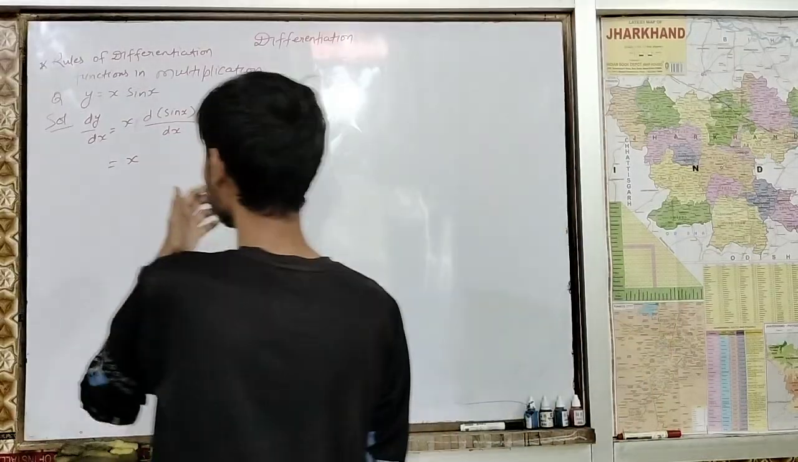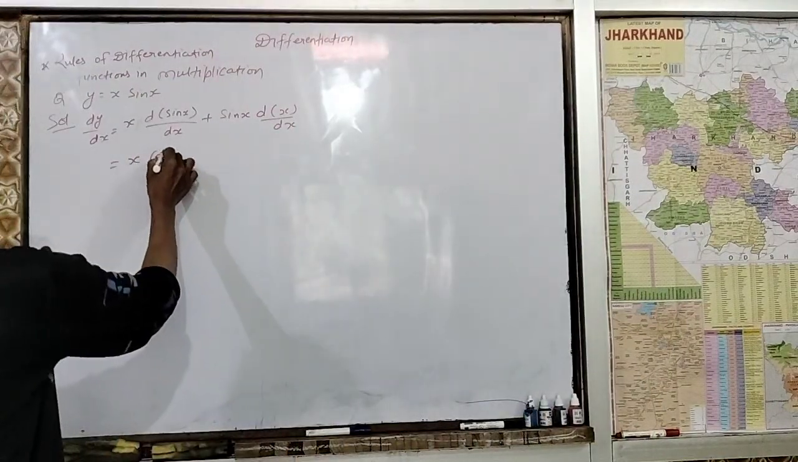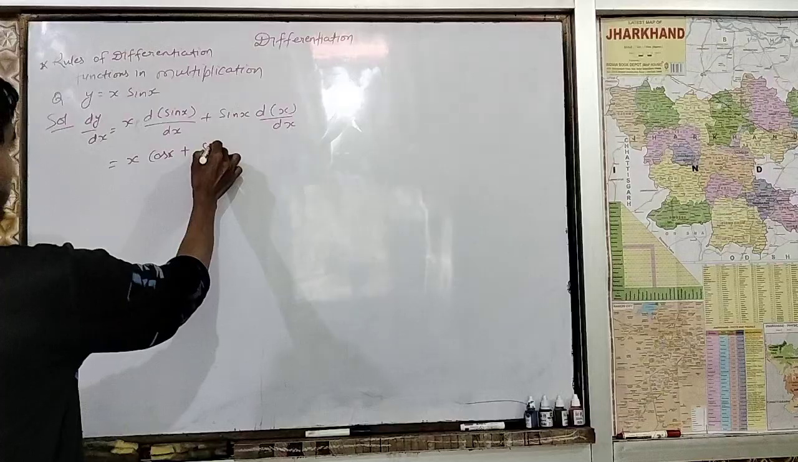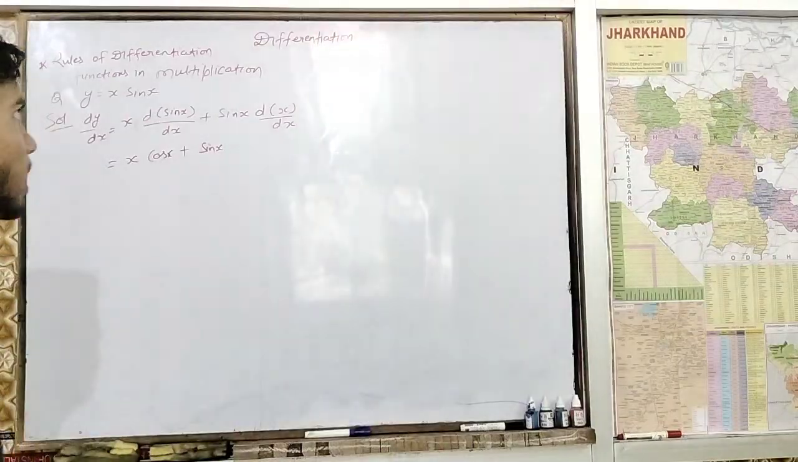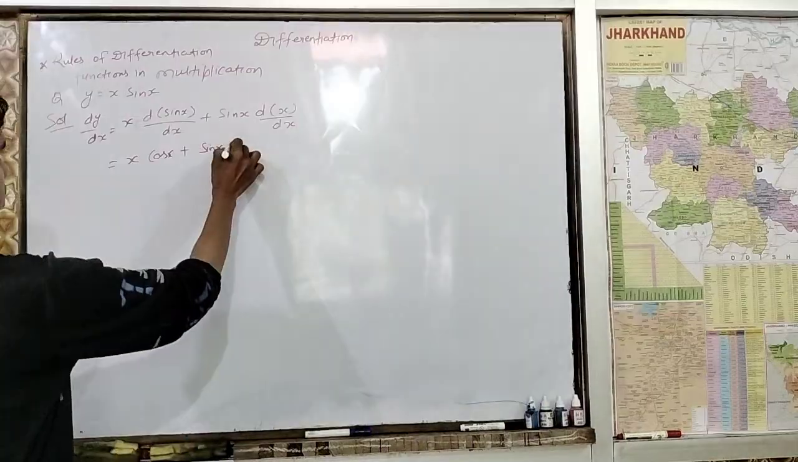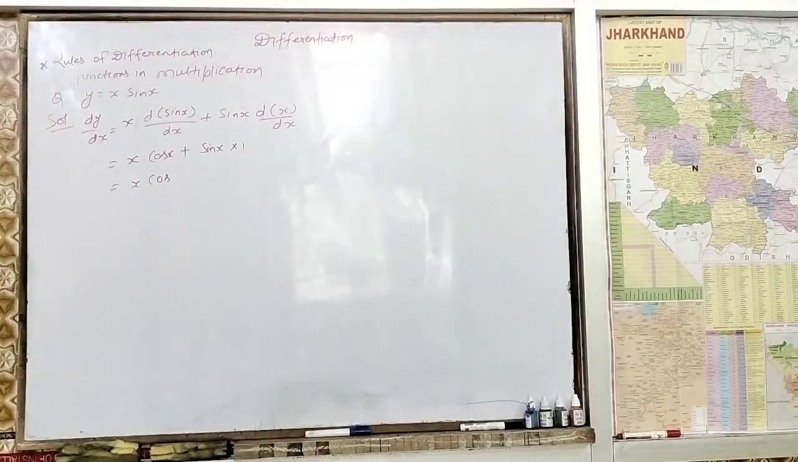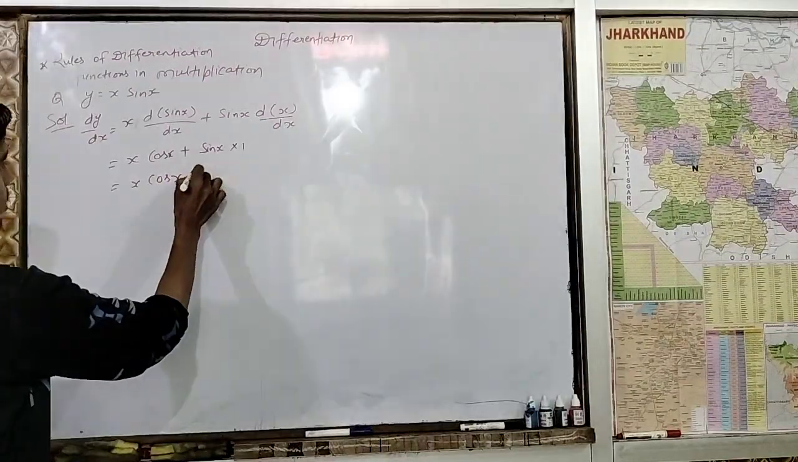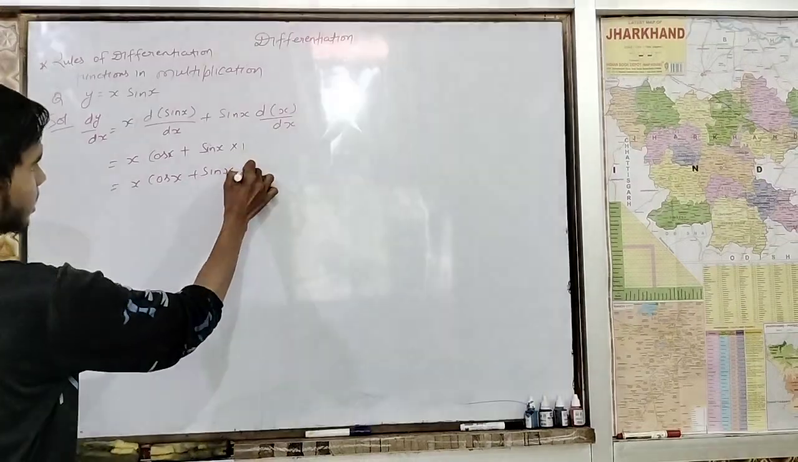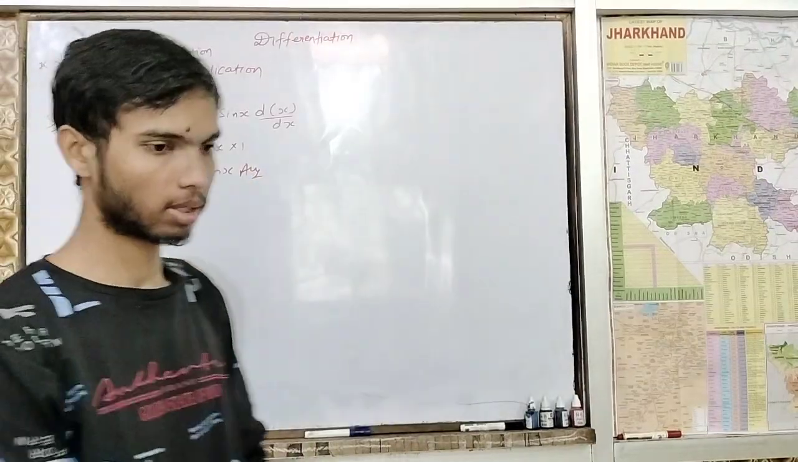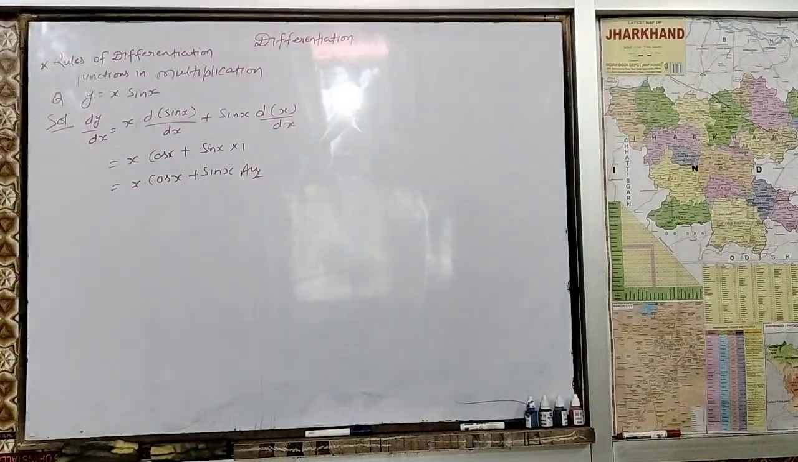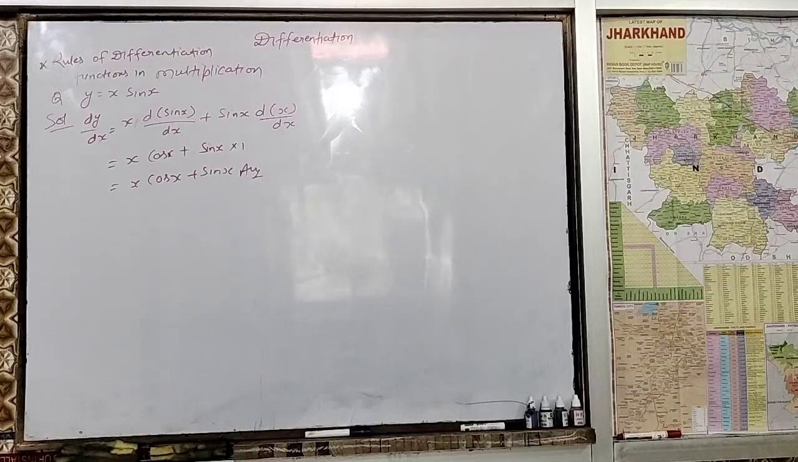x, and then differentiation of sin x is just cos x. Then we have sin x. Then differentiation of x is just 1. At the end you are getting x into cos x plus sin x. This is your answer. Clear? This is your answer. Okay.